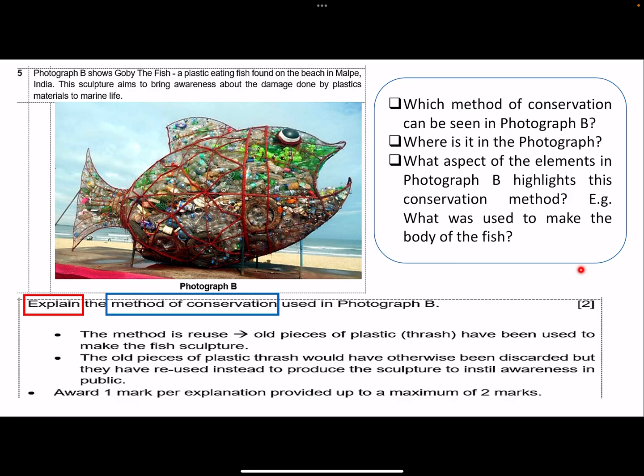So the question asks you to explain the mode of conservation. So you must decide, okay, explain mode of conservation. I must tell the examiner what mode of conservation there is. There are only four modes. Okay, your four R's. So think about it, which one is this?